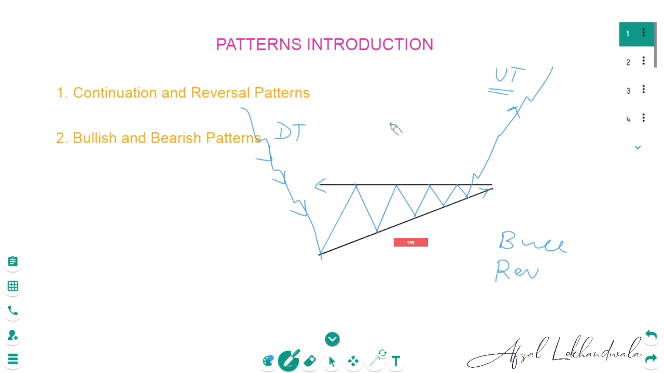So now we are going to study many such patterns. Some patterns have the ability to act as either continuation or reversal, either bullish or bearish. There are some patterns which cannot do so, like the head and shoulders. If we look at the head and shoulders pattern, it always acts as a bearish pattern. So all of this we are going to study in the next videos.